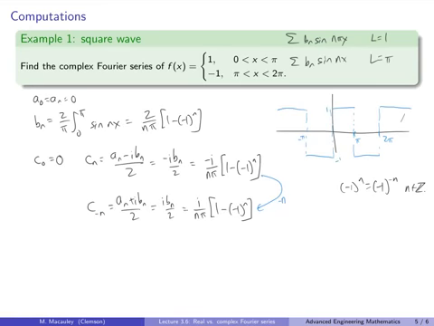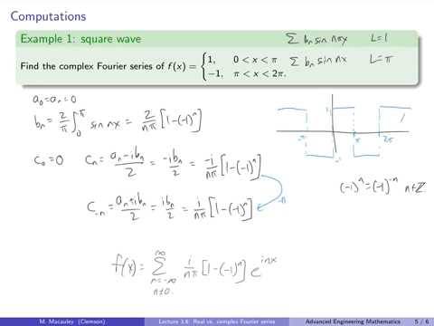So to summarize, this square wave, f of x equals the sum from n equals negative infinity to infinity of I over n pi times 1 minus negative 1 to the n times e to the I n x, and we should really say n is non-zero down here because we're excluding the n equals 0 case because the constant term is 0.